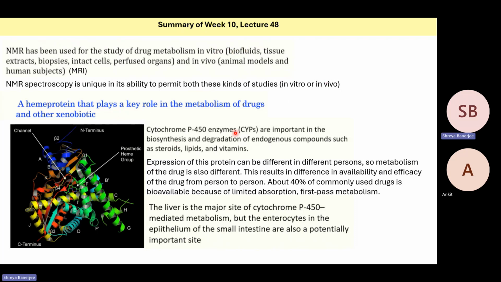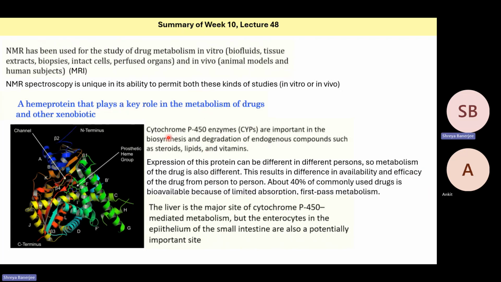Basically, there are certain enzymes called cytochrome P450 that are important for the biosynthesis and degradation of different compounds. The expression of this cytochrome P450 protein is different in different persons, and cytochrome P450 is responsible for the metabolism of drugs. So if this protein is expressed to different extents in different persons, then the metabolism of the drug in different persons will also be different. And this is what results in a difference in availability and efficiency of the drug from person to person.